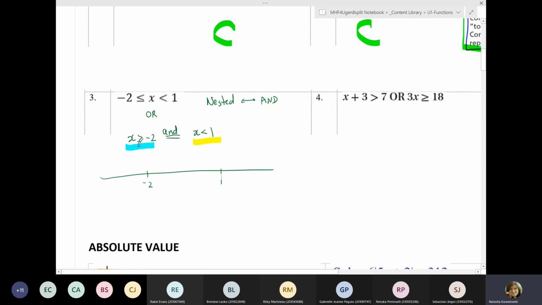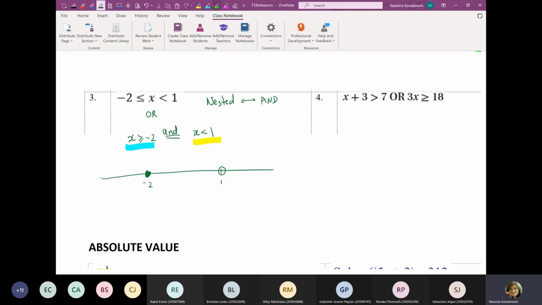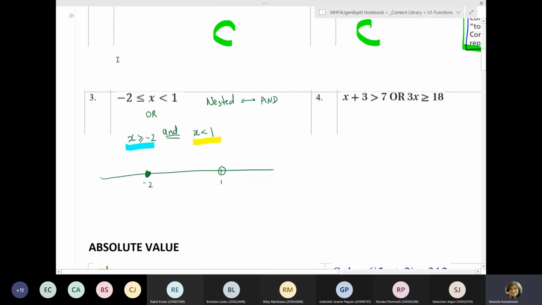Okay, so -2, because it is with the equals, I'm going to shade this -2 in, but 1 doesn't have equals, so it's going to have an open circle. And then the actual shading I'm going to do with my marker. So this is saying x is greater than or equal to -2. That means it's going to go on and on forever this way to infinity. That's this first blue one done. Any questions about that one?